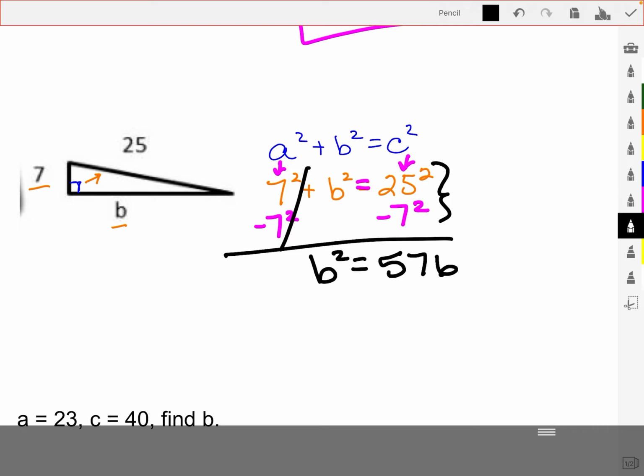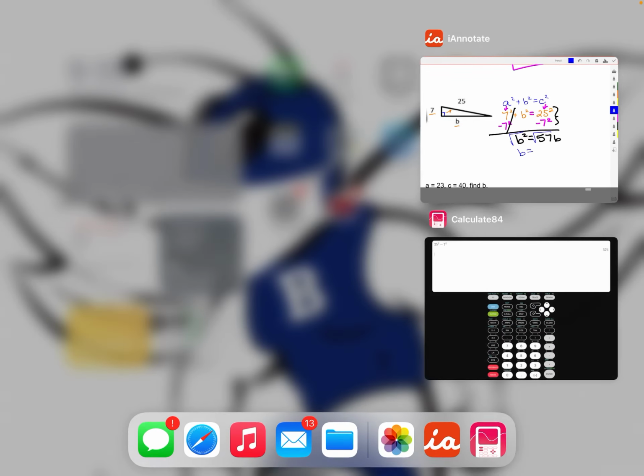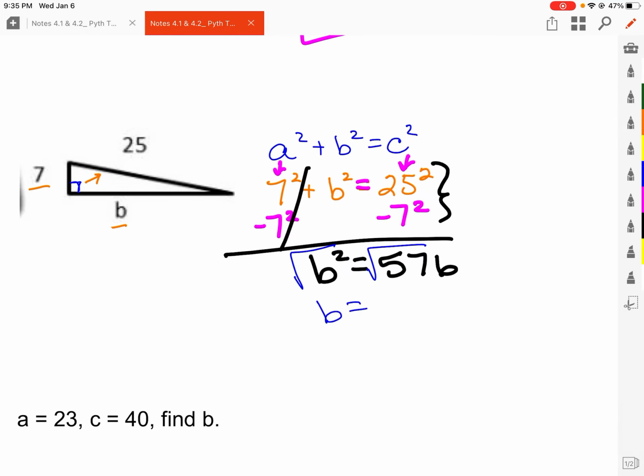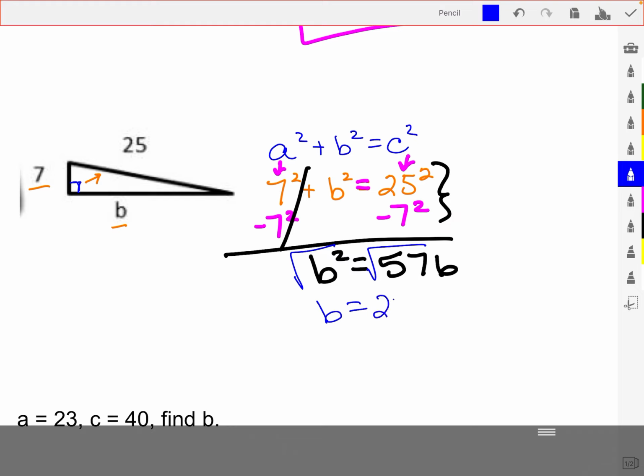And then the last step every time will be to take the square root to undo that squared. So the square root of 576 is 24. So b is 24, which again is a reasonable answer because it is less than the length of my hypotenuse, which was 25.